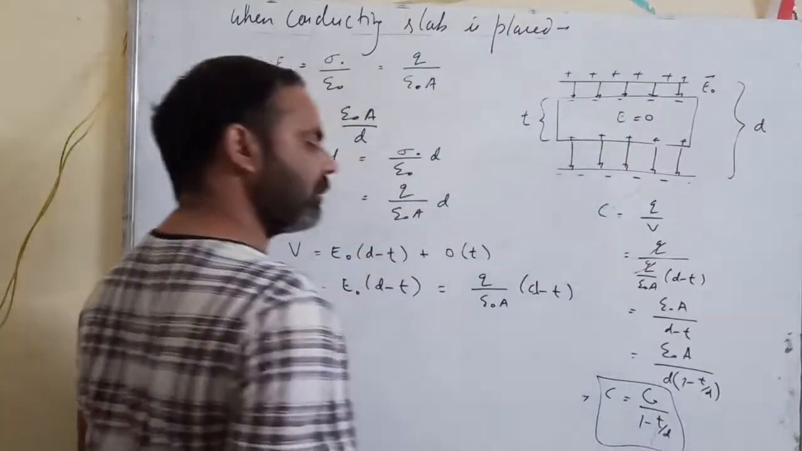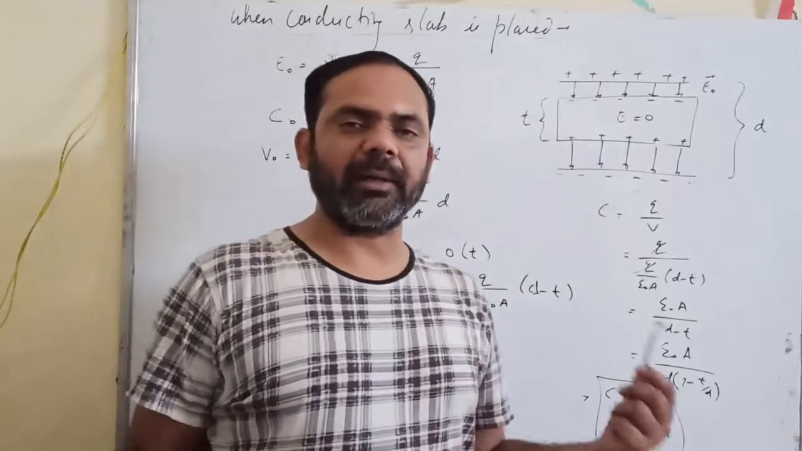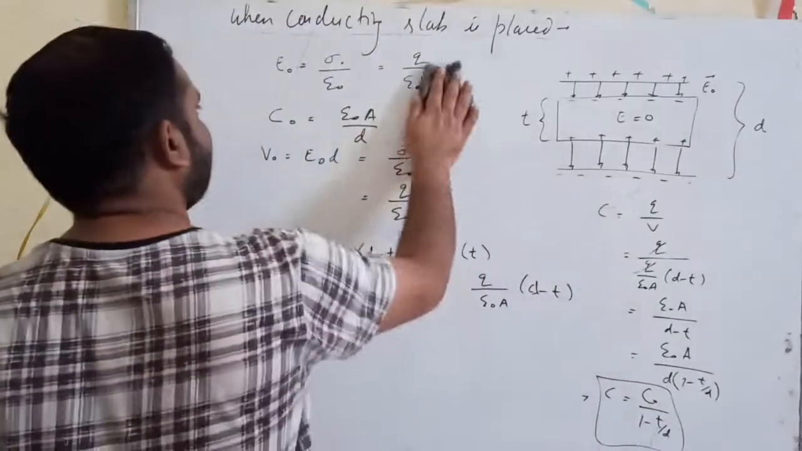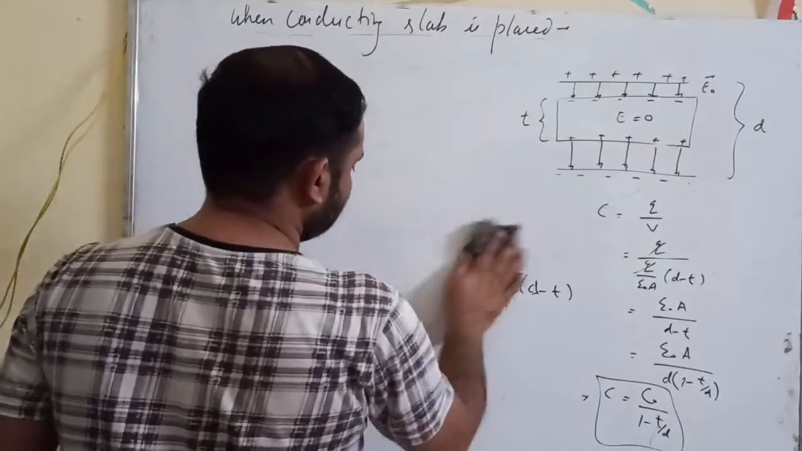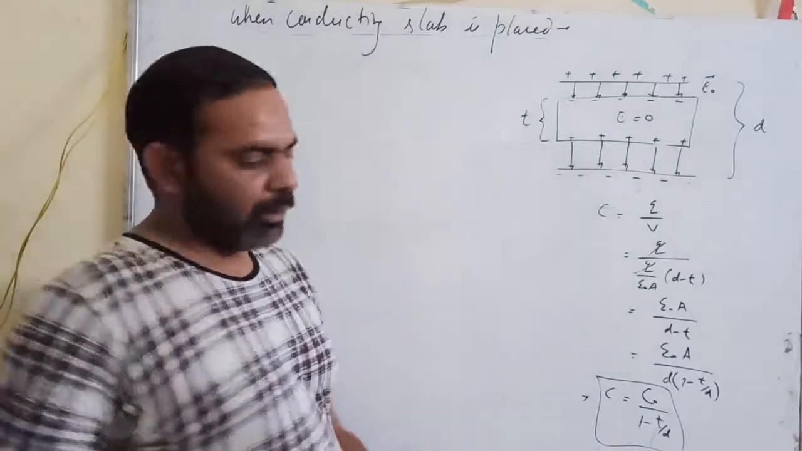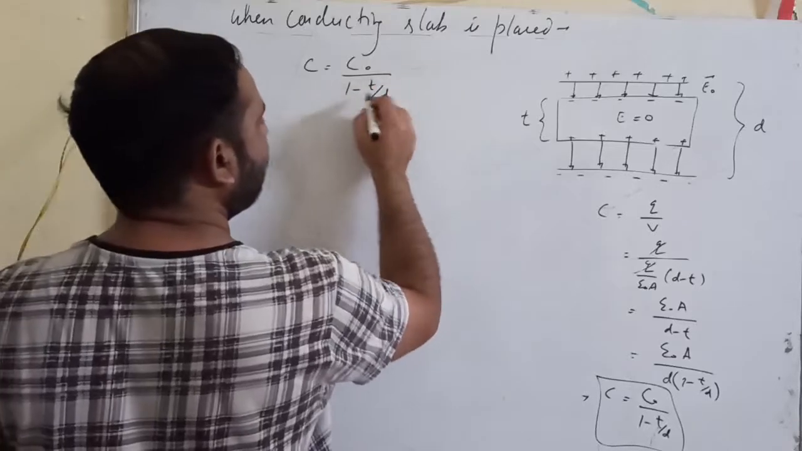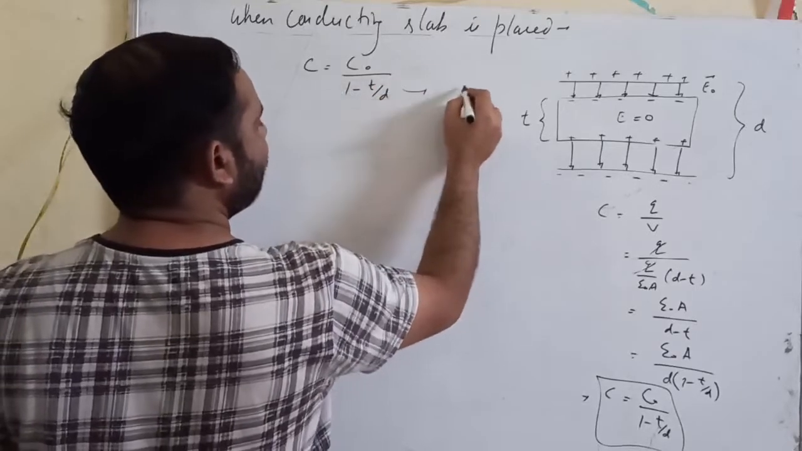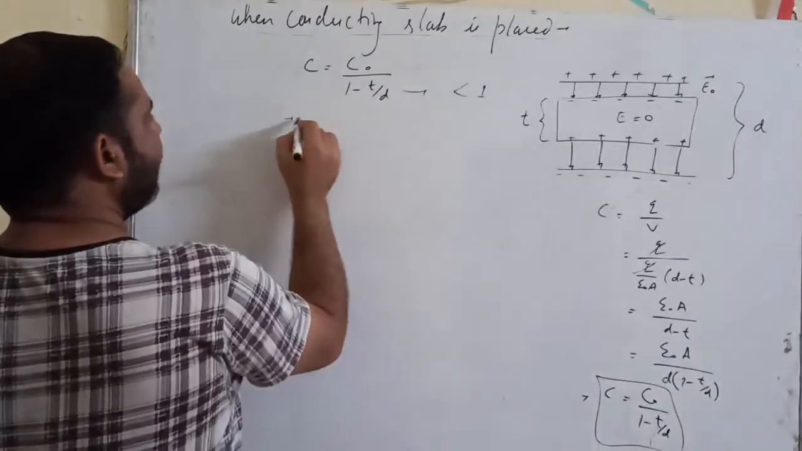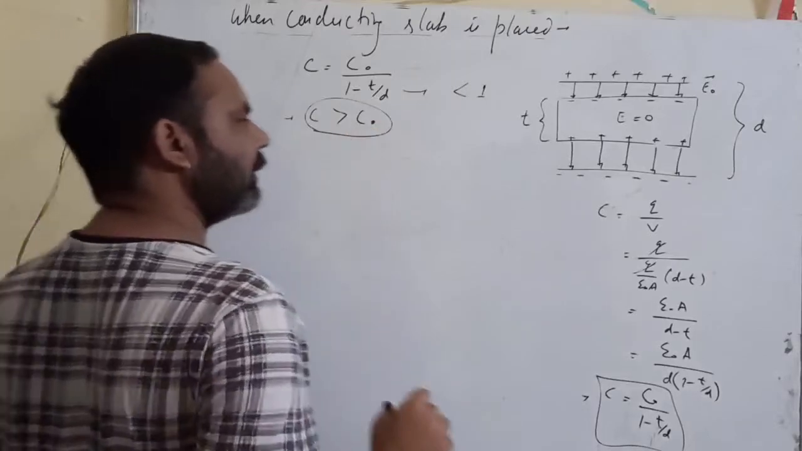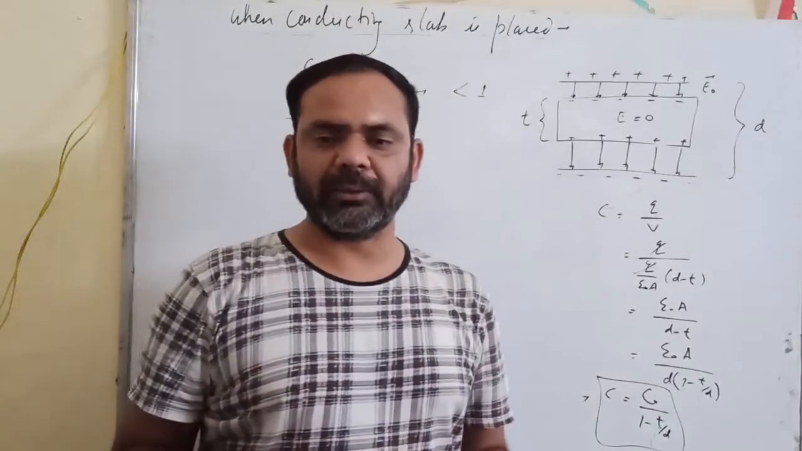This is the expression for capacitance of the capacitor after introducing the conducting slab between the plates. So we have this formula, C equals C naught upon 1 minus T upon D. Now this factor 1 minus T upon D will be less than 1 because you are subtracting a value from 1, and therefore C will be more than C naught. So the capacitance of the capacitor increases by introducing a conducting slab.